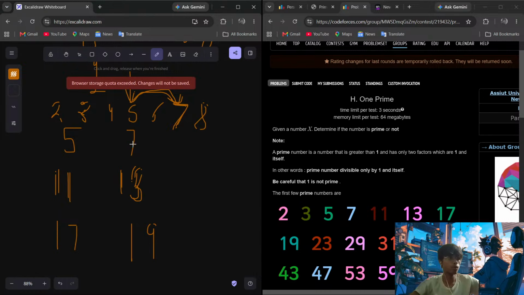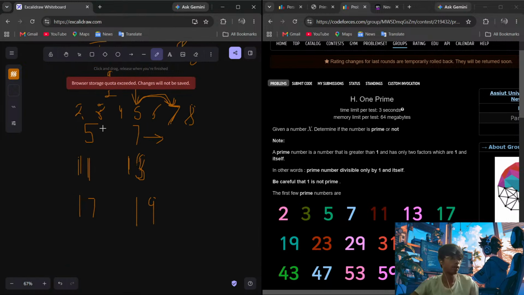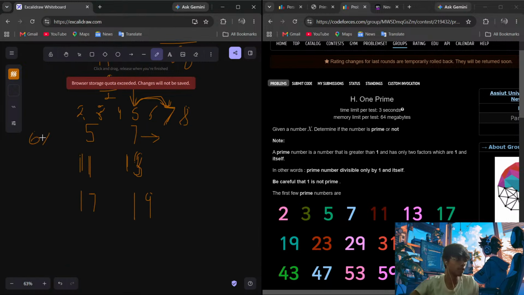Now, if you analyze carefully, this is 6 into 1 minus 1, and this is 6 into 1 plus 1. This is 6 into 2 minus 1, and this is 6 into 2 plus 1. This is 6 into 3 minus 1, and this is 6 into 3 plus 1.